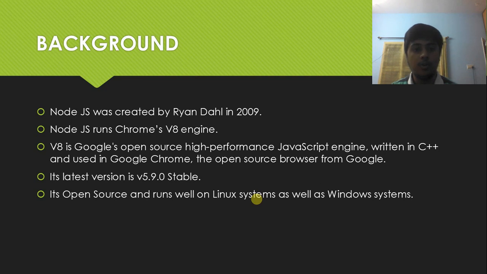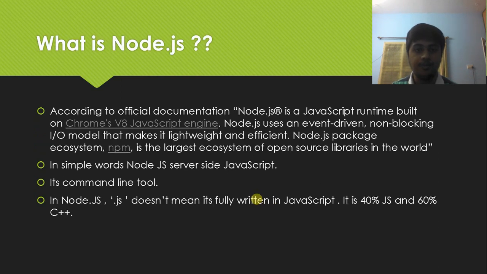V8 is Google's open source high performance JavaScript engine written in C++ and is used in Google Chrome. Google Chrome is the open source browser from Google. The latest version of Node.js is version 5.9.0, which is stable. It's open source and runs well on Linux systems as well as Windows systems.